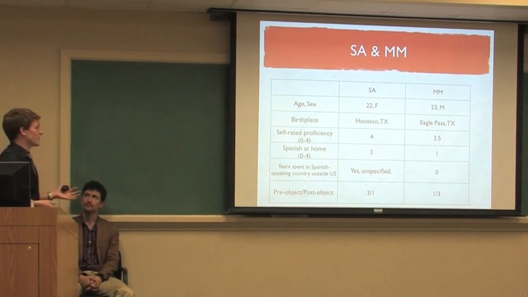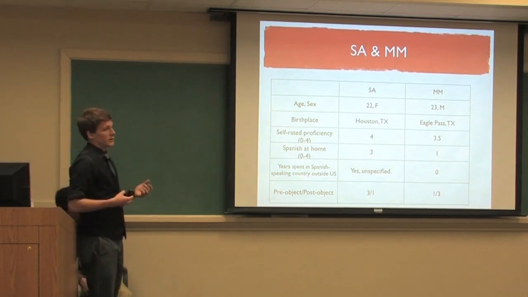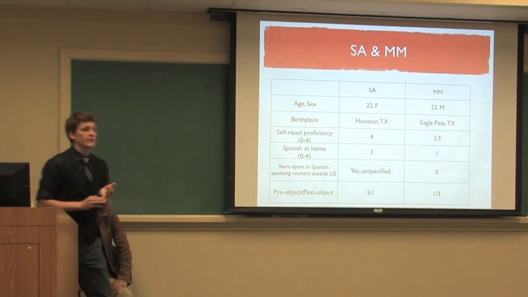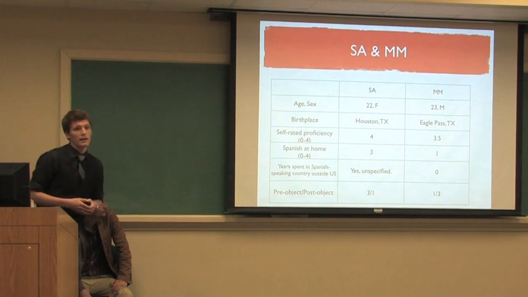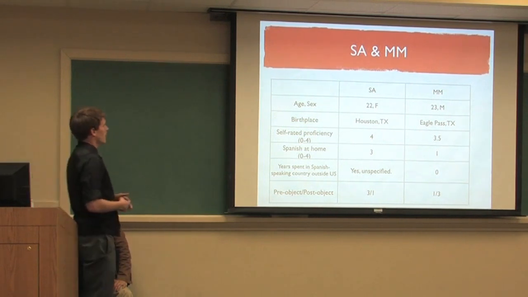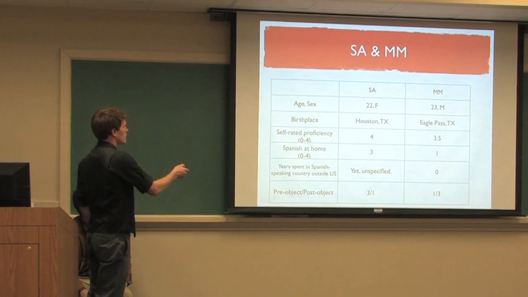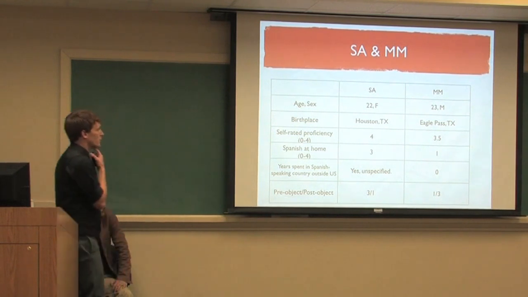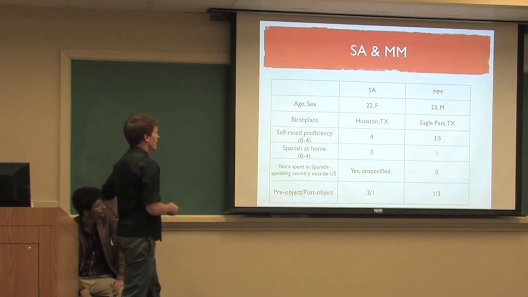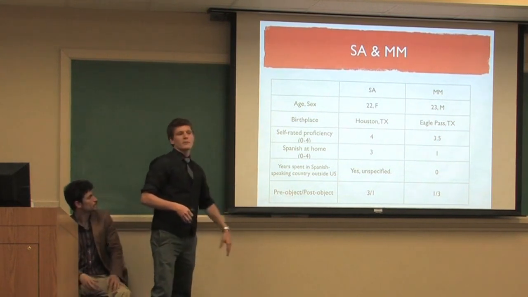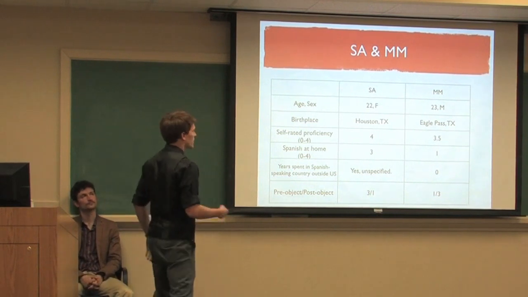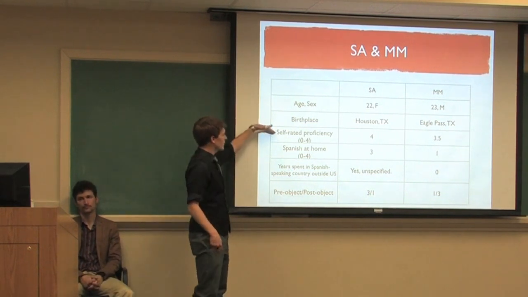So here's an example of two advanced heritage speakers who are in the process of both resolving differences and developing metalinguistic competency throughout this activity. So we have two speakers, a female 22-year-old and a male 23-year-old, one from Houston, Texas, and the other from Eagle Pass. We just give them a quick little background survey just to have some information about where they're coming from, where their Spanish is coming from.